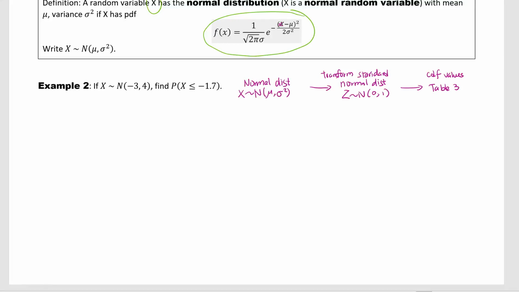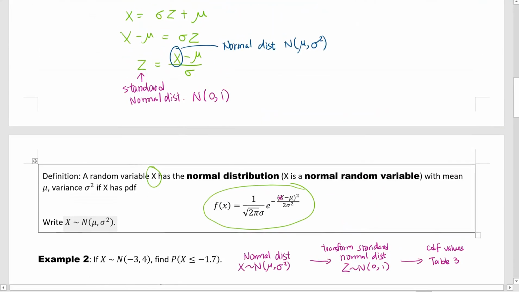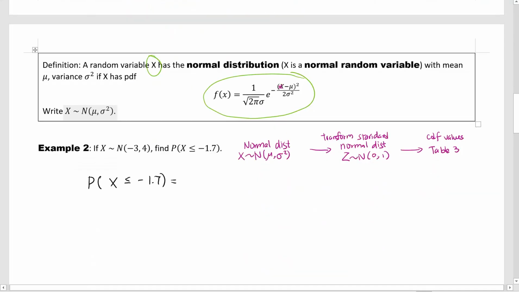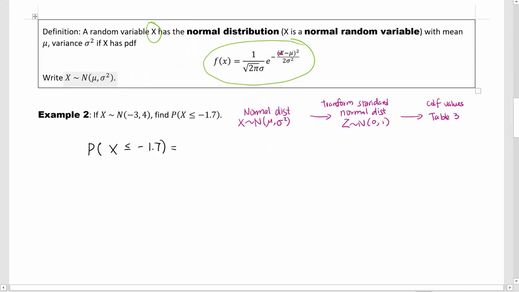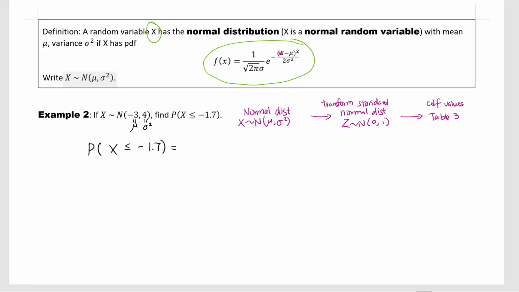Alright, so let's see how we solve this example. Probability of x less than or equal to minus 1.7. How do we change to the standard normal distribution? Well, keep in mind, z is x minus mu over sigma. Here, what is mu? Mu is -3, and sigma squared is 4. Then sigma is 2.